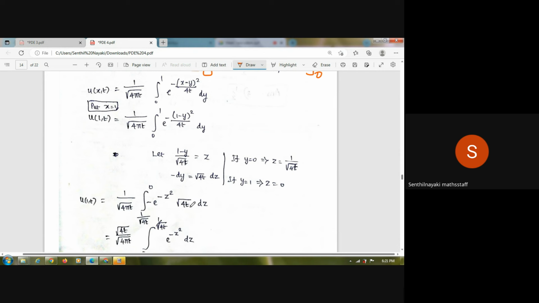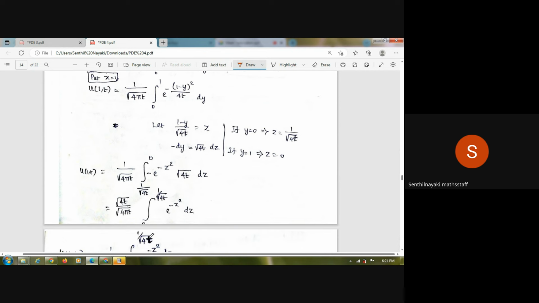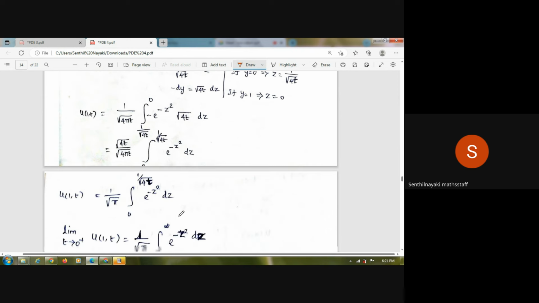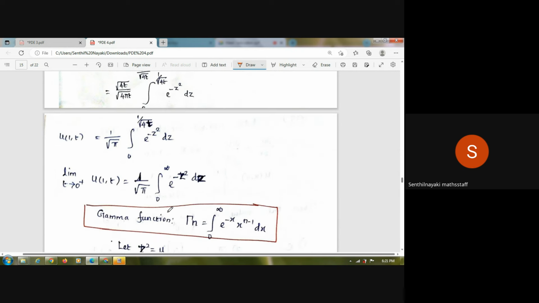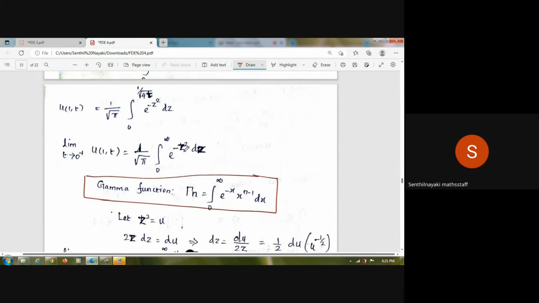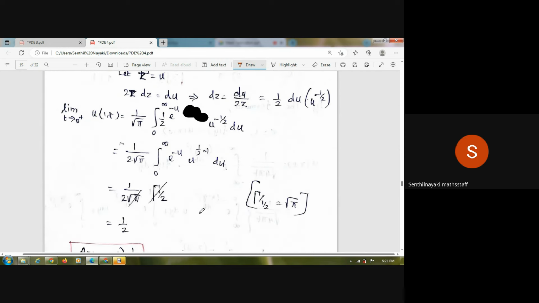So square root of 4t is a constant, so we can take it outside from the integral. If we change the limits, then we get one minus sign, that minus and this minus becomes plus 1. So after integrating e power minus z square, we have the formula, e power minus z square is simply root pi, that is 1 by 2. The value becomes 1 by 2.